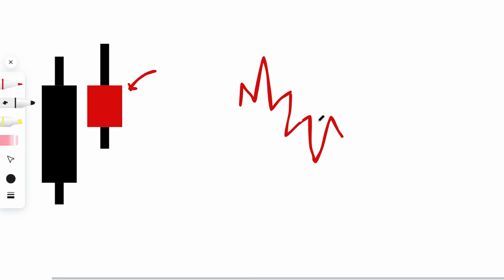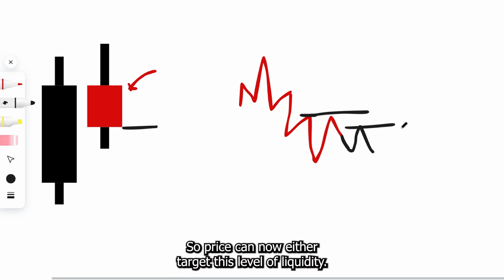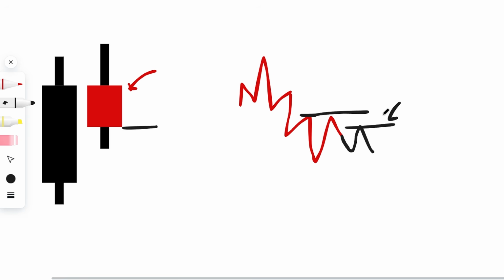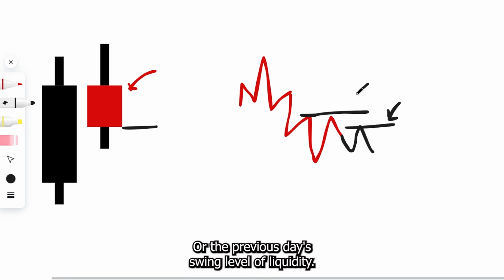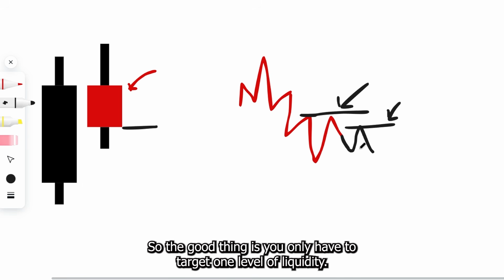So now that you're anticipating your next candle, price can take out either the previous day's level of liquidity, or price can take out current day liquidity. So let's say the new candle that starts off right here forms a swing and gets below it. So price can now either target this level of liquidity or the previous day's swing level of liquidity. A lot of times there's only one present. So the good thing is you only have to target one level of liquidity.